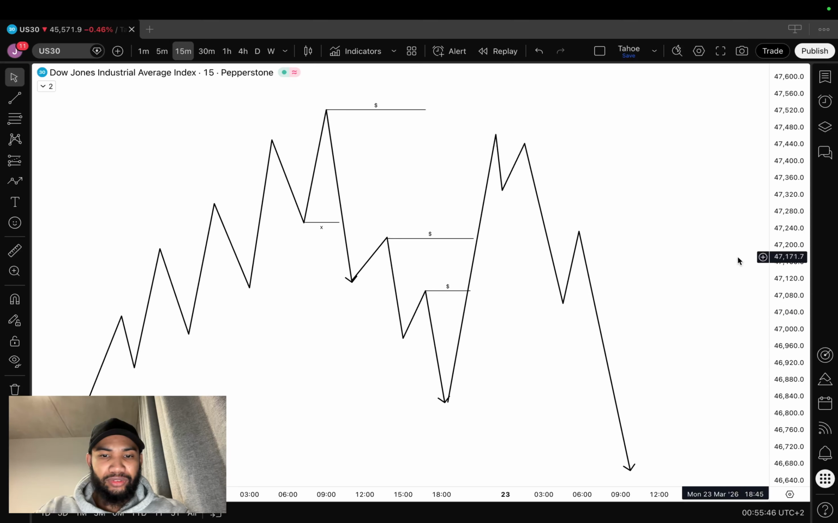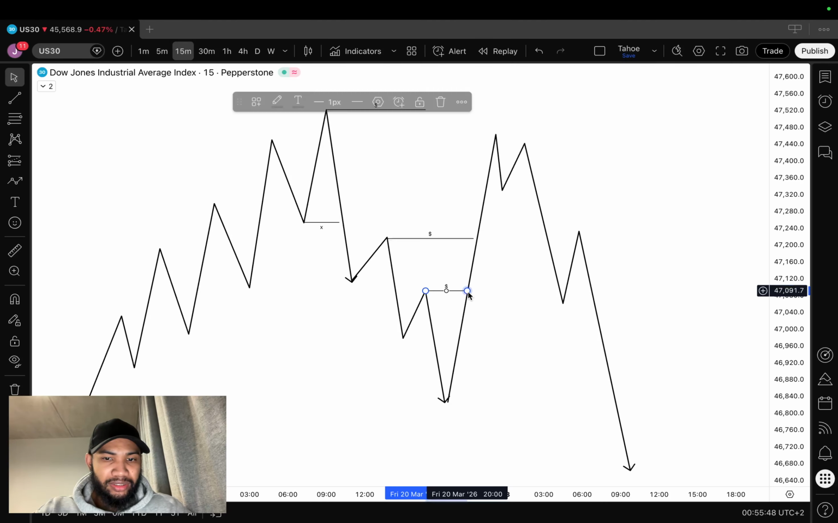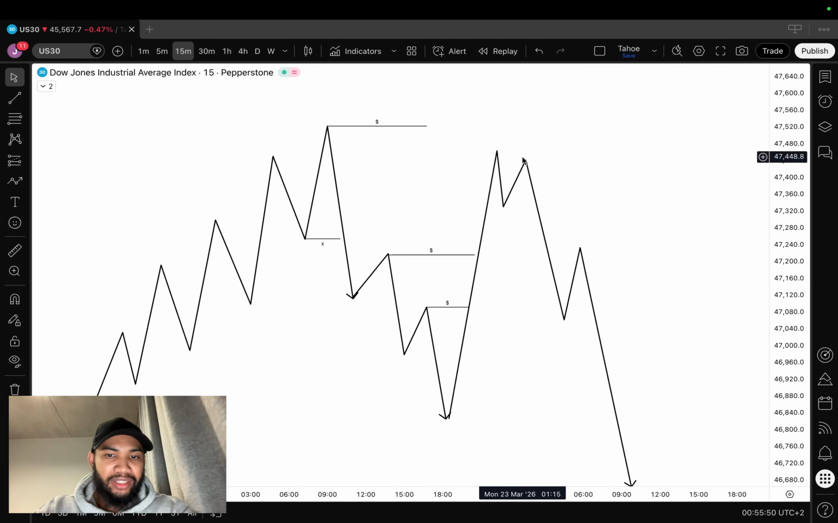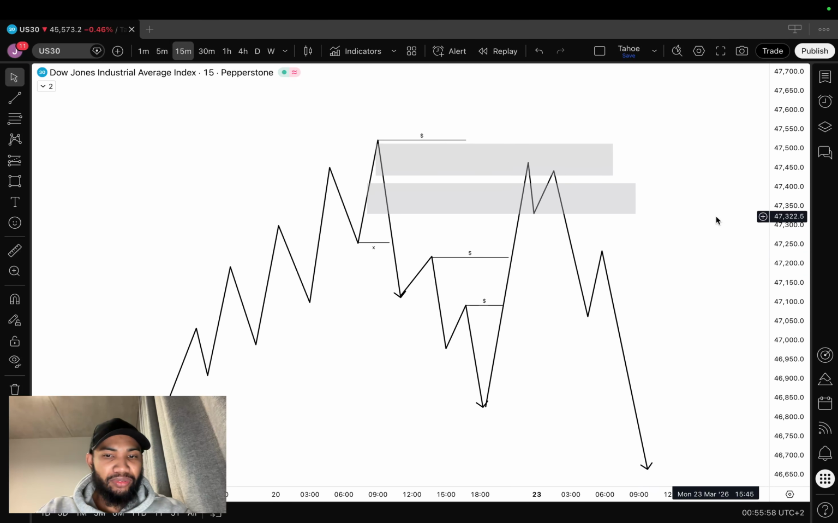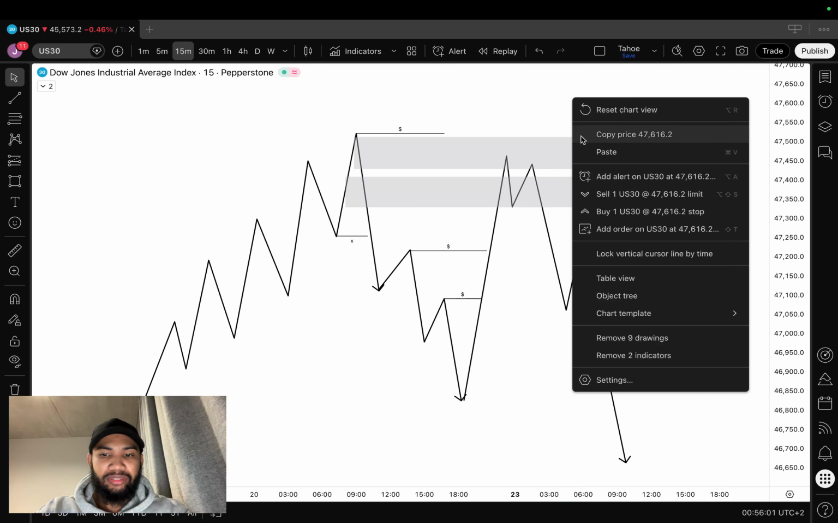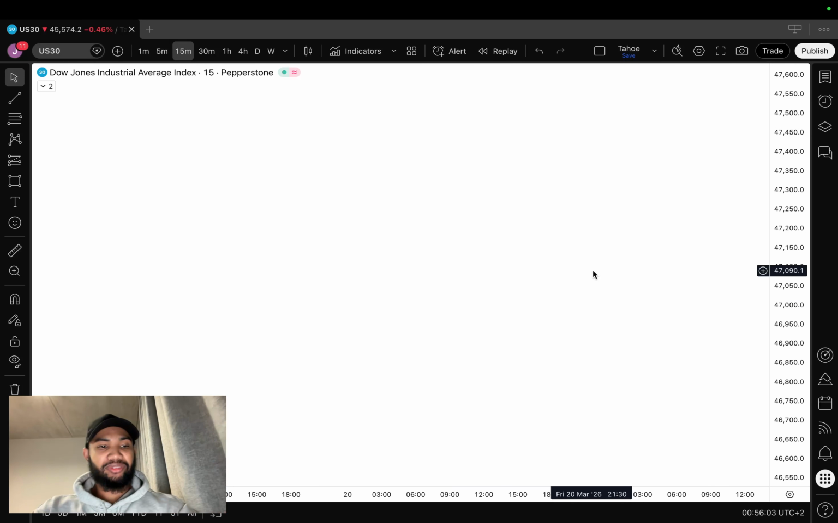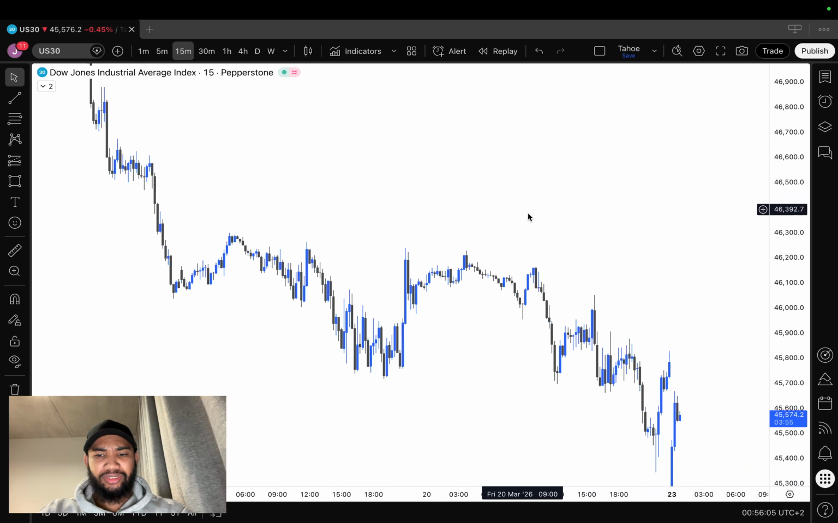Okay, and of course when the market interacts and grabs the liquidity, the market can easily interact with a supply, demand, fair value gap, whatever traders use, right? Whatever you want to use, that could be the case. Okay, so that was the basic framework. Now let's go to the real chart.